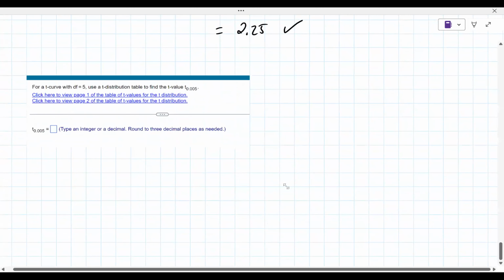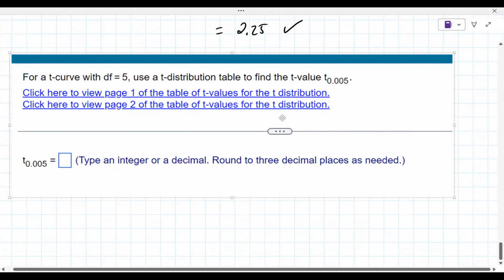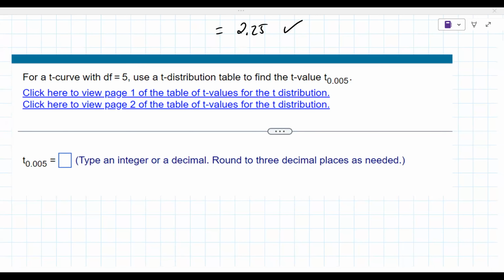All right, so this is going to be a little bit more difficult. The T distribution has two things. It has this value 0.005, and then it also has what's called the degrees of freedom. It's a shape parameter. All right, so let me grab the table and see if this is what we want here.